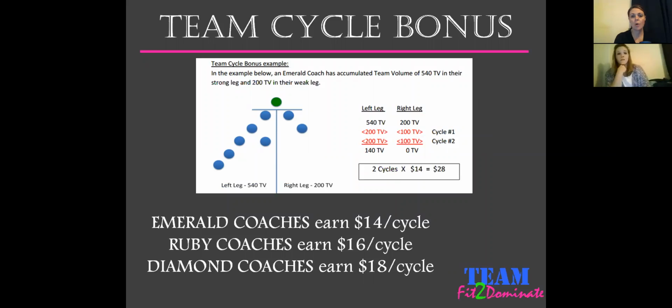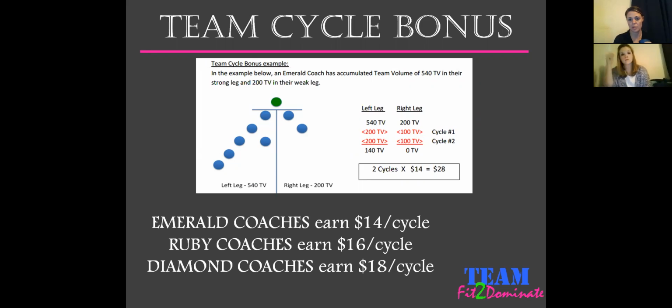Okay, so major important thing is team cycle bonuses. As an Emerald coach, you can earn $14 every cycle. So for a cycle, as you can see, we have these numbers here. Say you have team volume of 540 points on your left leg and 200 on your right leg. The lower team volume side cycles every 100 and the higher cycles every 200.